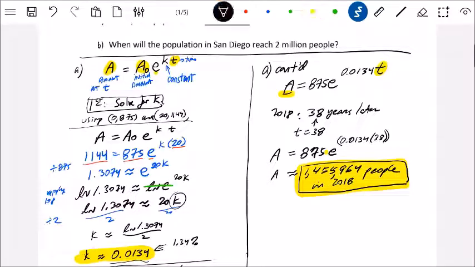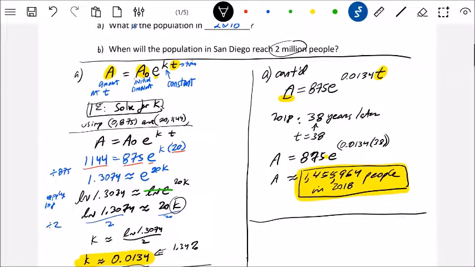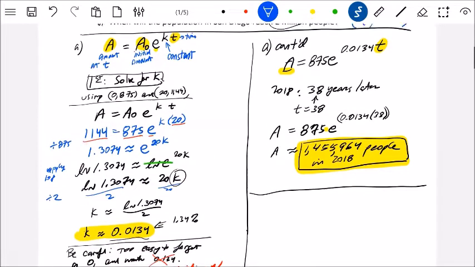Okay. Now let's take a look at B. So for B, when will the population reach 2 million? Well, in this case, we don't know the time, but we know that the amount is 2 million. So that means in the equation, this one we don't know, but we do know this one.